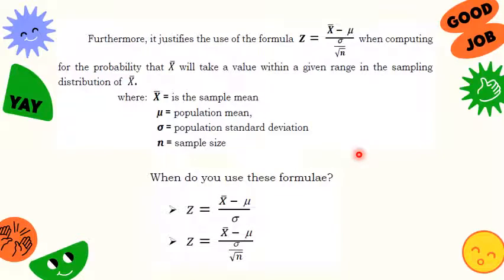So, when do you use this formula? Etong dalawa na to, kailan ba to ginagamit? Kung tatandaan nyo ulit, itong formula to ay ginamit na natin in our previous lesson. Ginamit natin to convert normal values into z values or into z scores. Diba? Ito, yung formula na to, ginamit natin to convert normal values to z scores. Ito, kailan kaya ito ginagamit? So, tignan natin.